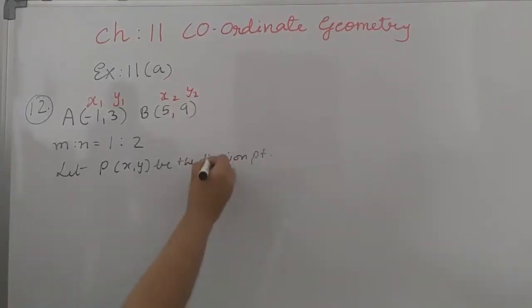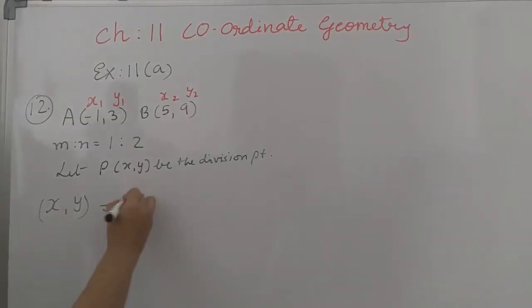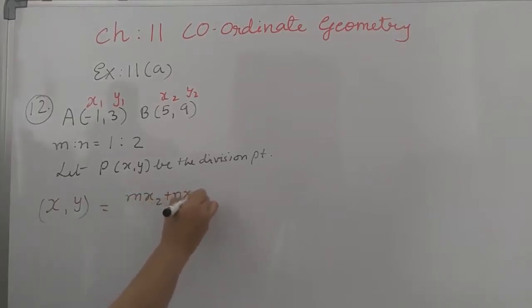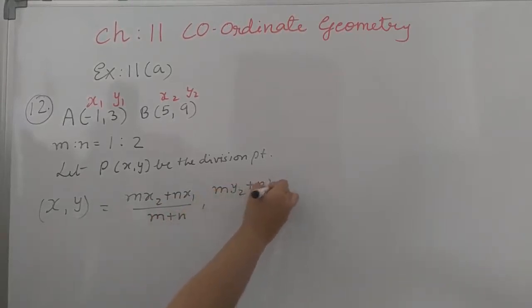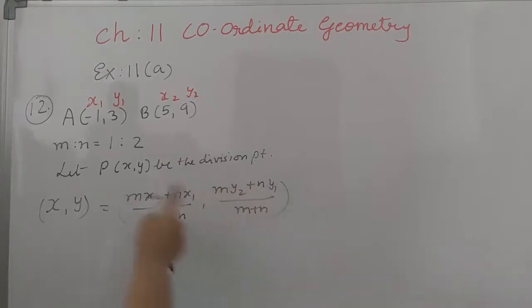This is already explained to you students previously, but again I am explaining. This is very important, how to use the section formula. Now we want the x, y coordinates of point P. For that our section formula is (mx2 plus nx1) upon (m plus n) and (my2 plus ny1) upon (m plus n). You can see the formula. It is very simple. Here x2, here also y2, x1, y1, with m and n, and m plus n in the denominator. So it is very simple to remember also.